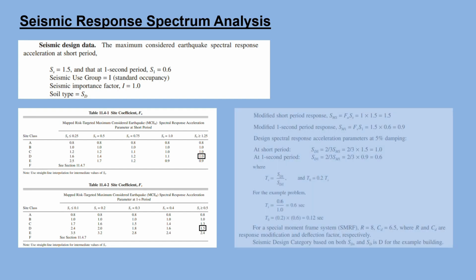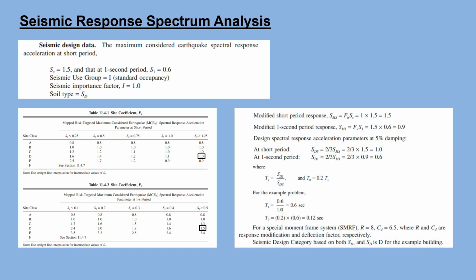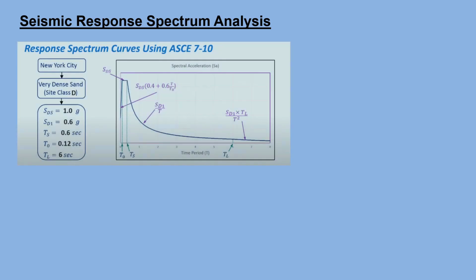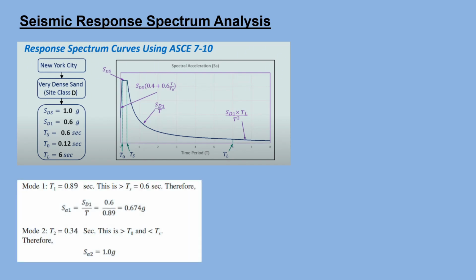Then we will calculate the maximum spectral response acceleration, SMS, and the maximum spectral response acceleration for a 1-second period, SD1, which are adjusted for site effects. For each mode of vibration obtained from the modal analysis, we will use the response spectrum curve to determine the spectral acceleration corresponding to that mode's natural period.